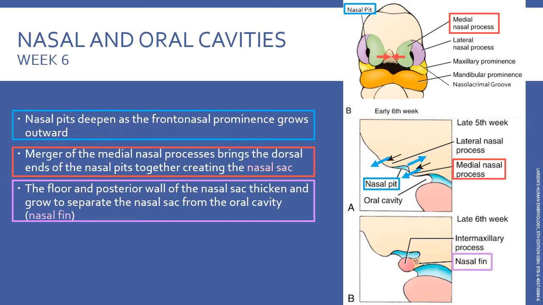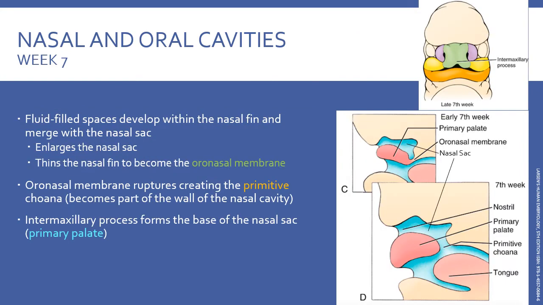Okay, so the nasal sac that we've just made, the floor of the sac and the posterior wall, so the back wall, are going to thicken. And it's going to grow, and that will separate the nasal sac from the oral cavity, okay? So the future nose space from the future mouth space. And that structure that's formed is called the nasal fin. That's what's shown in purple there.